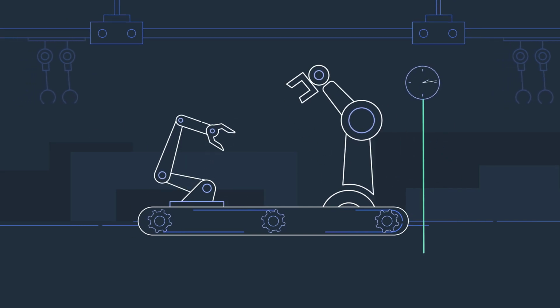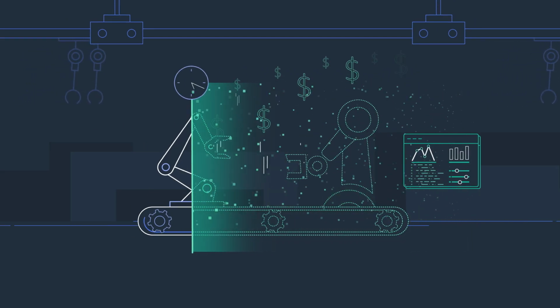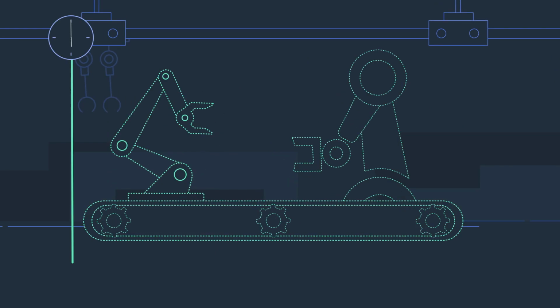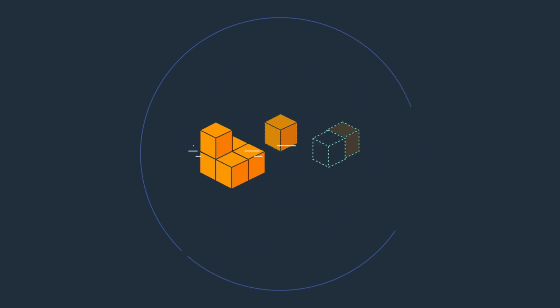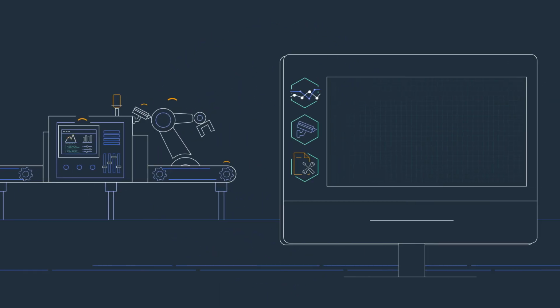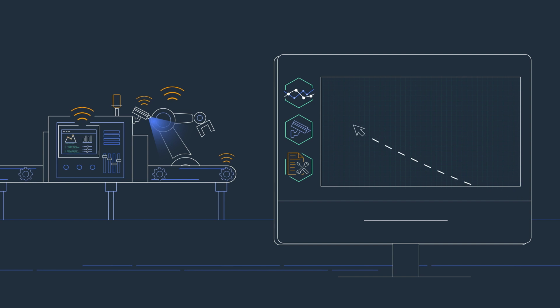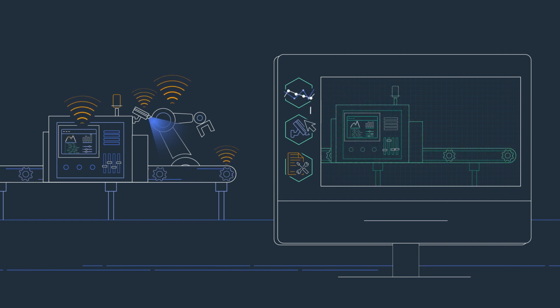Building and managing digital twins can be time-consuming and costly, but it doesn't have to be. Introducing AWS IoT TwinMaker. AWS IoT TwinMaker makes it faster and easier to create digital twins. Model real-world systems by connecting to different data sources, like time series sensor data from equipment, video feeds from cameras, and maintenance history from business applications.